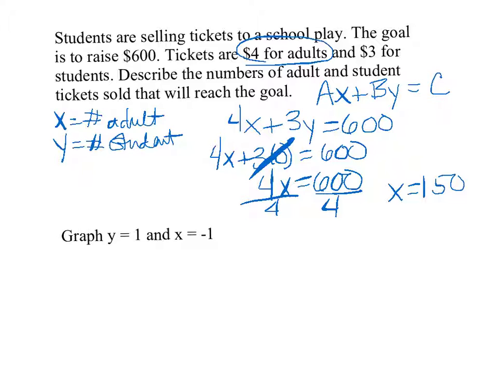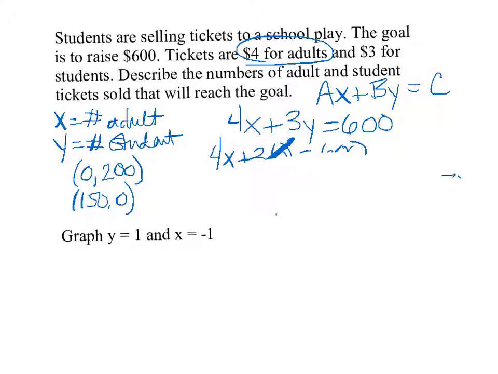So it says describe the number of adult and student tickets sold that will reach the goal. Well, we could do where it's 0 adult and 200 student tickets. Or we could say 150 adult tickets and 0 student tickets. And then we could also try something else. So we could try another version of this.